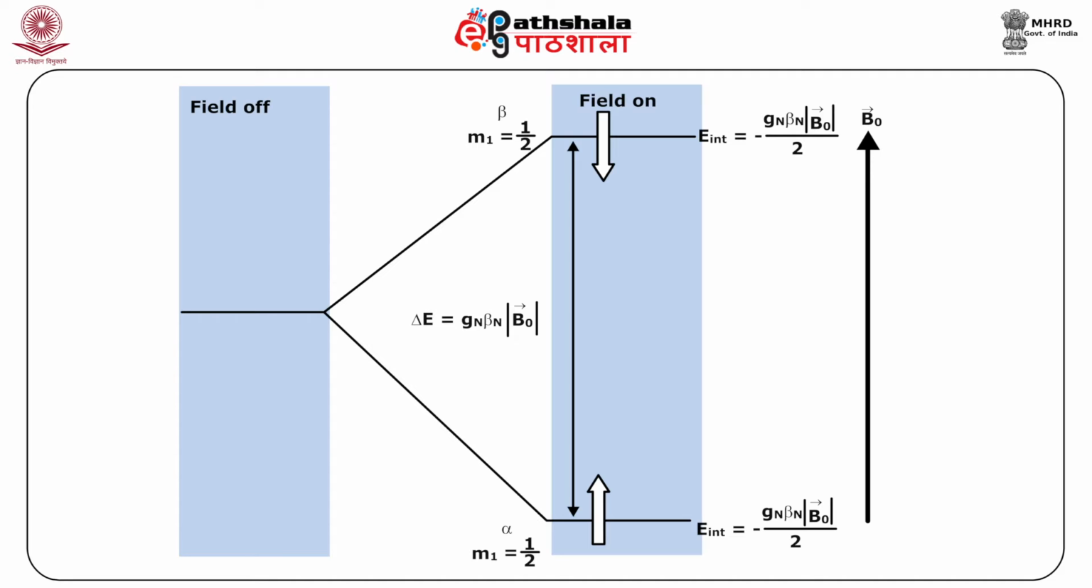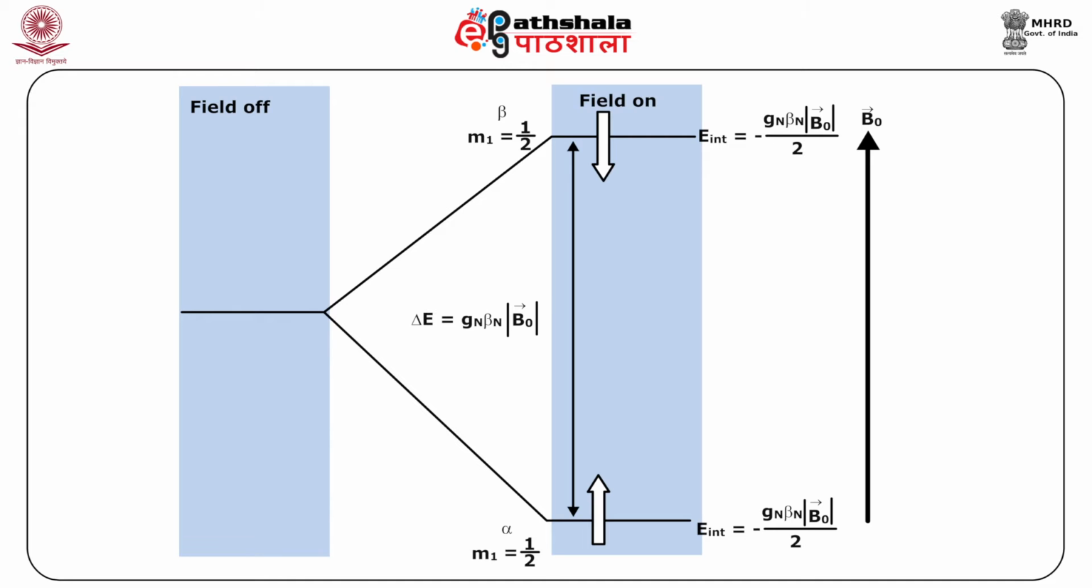So, it is simply equal to g_N beta_N B_0, and this is shown in the figure. When the field is off, both states have the same energy, but when the field is switched on, m_I equal to half will have the lower energy, because the energy is given by minus g_N beta_N m_I B_0.